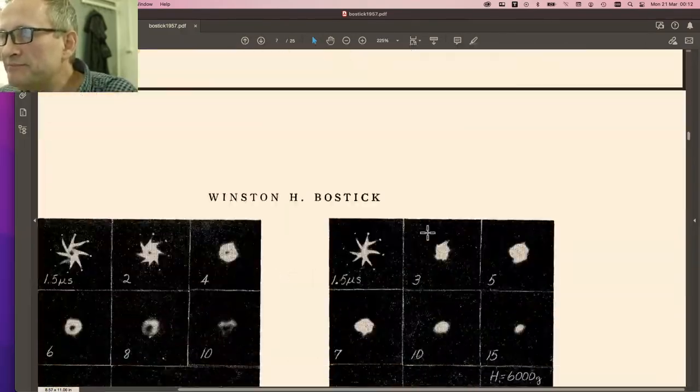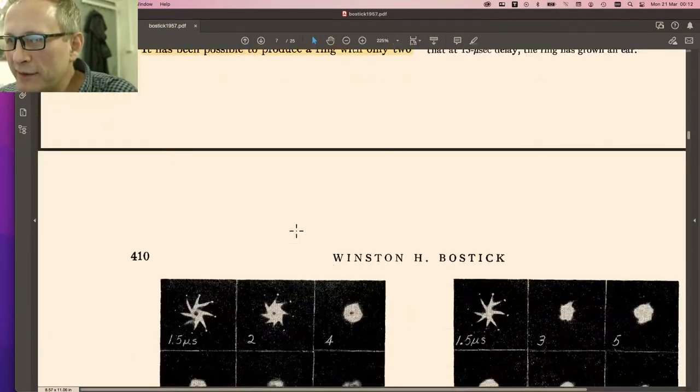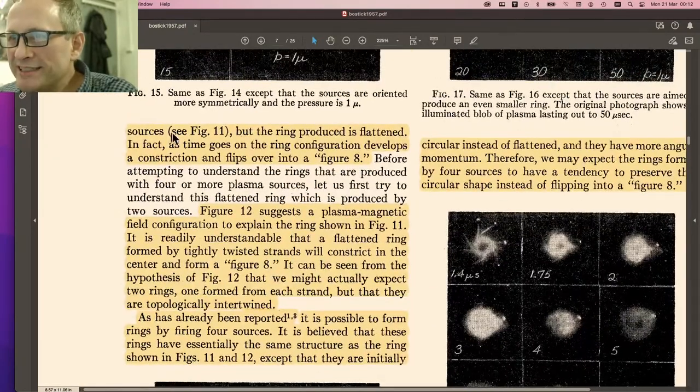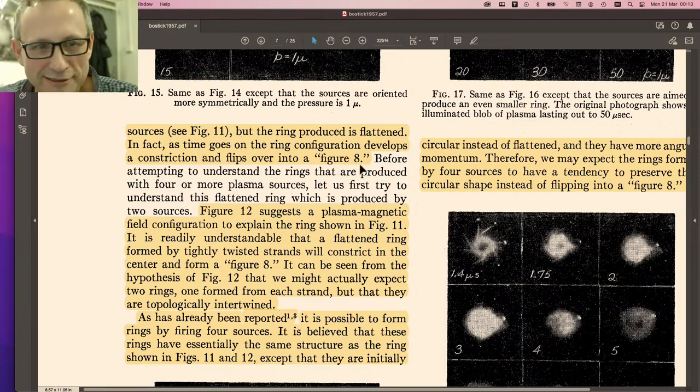Where are we? With only two... Oh, we're going down here, are we? Sources. But the ring product is flattened. In fact, as time goes on, the ring configuration develops a constriction and flips over into a figure eight. Okay? Flips over into a figure eight. Figure 12 suggests a plasma magnetic field configuration to explain the ring shown in figure 11.